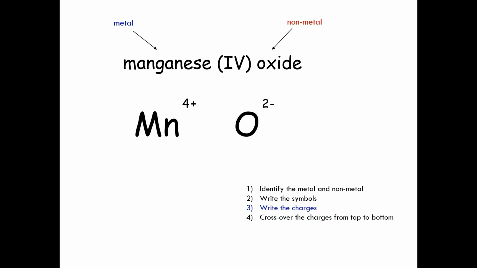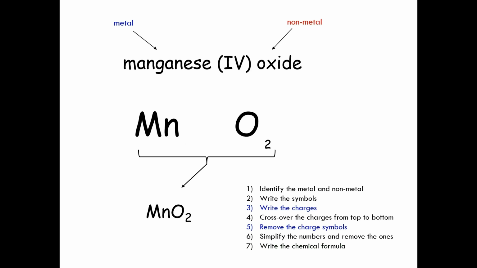Cross the charges over. Remove the charge symbols. And rule number 6, simplify the numbers and remove the ones. Can I simplify these two values any further? Well, because they're both multiples of each other, I can divide both these values by 2 and arrive at a 1 for manganese and a 2 for oxygen. Now I just simply remove the 1 and write the chemical formula as MnO2.